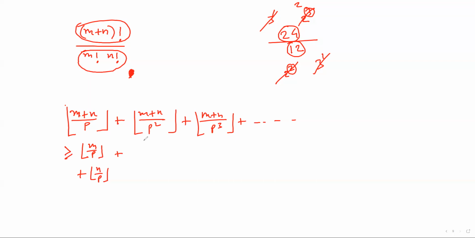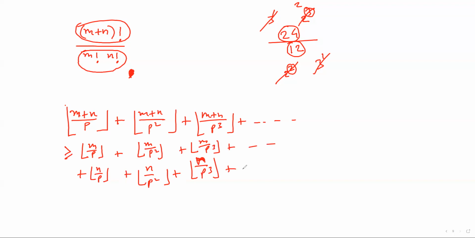Now let's get here. We can do the same for the second floor function as well. So we can just write this plus this. Same for the third one. Okay, we have to write n here and n here and so on. Well, is there any problem up to this point?